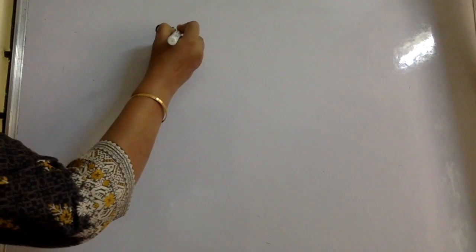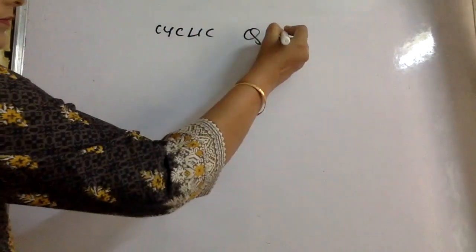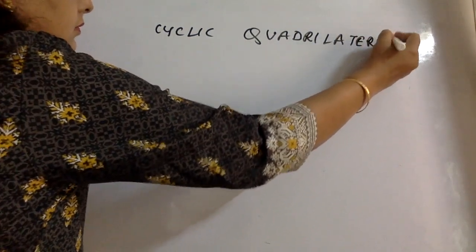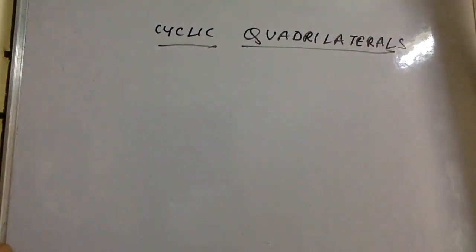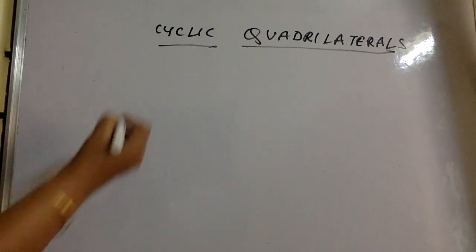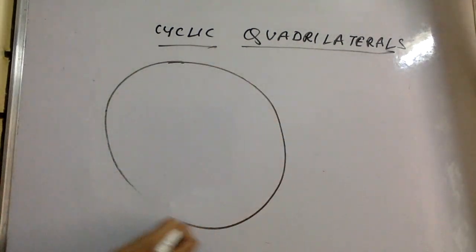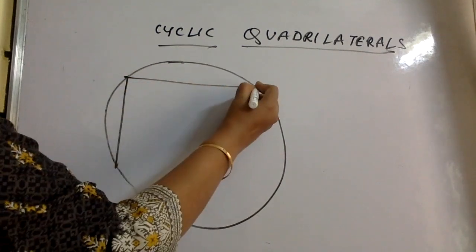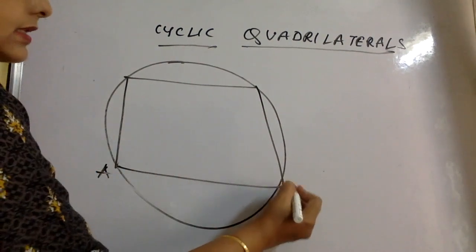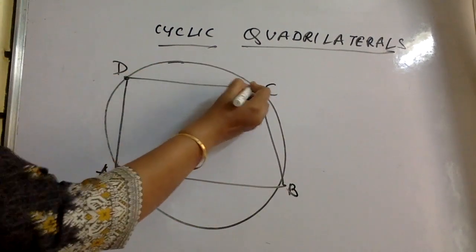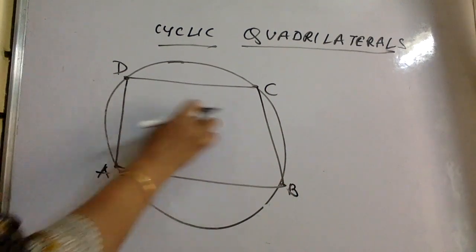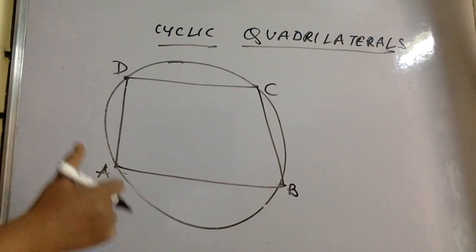So, cyclic quadrilaterals. This is the next topic that we are going to take up. Now, what is a cyclic quadrilateral? If we have a circle and we place a quadrilateral inside it, all four vertices must touch the circumference, then it makes a cyclic quadrilateral. Otherwise it is just a quadrilateral. So you are not supposed to draw the quadrilateral loosely inside; it should touch the circle at all four vertices, then it makes a cyclic quadrilateral.